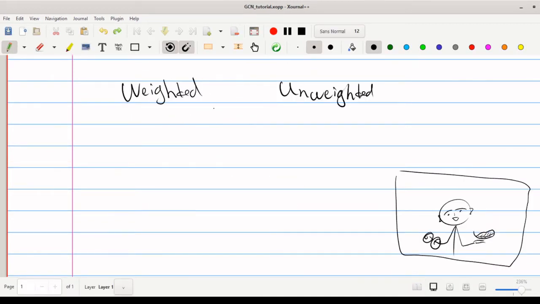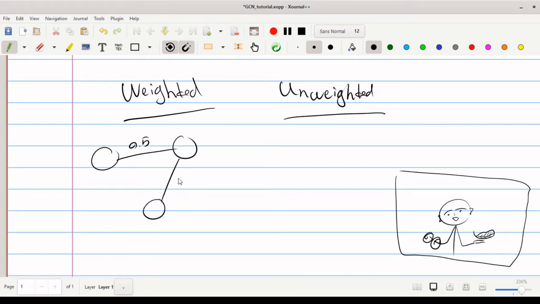Graphs could also be weighted or unweighted. In a weighted graph, there's a certain number associated with every edge. So different edges could have different numbers, of course. So something like that could be an example of a weighted graph. In an unweighted graph, all edges have the same weight, or we could say that they have no weight, but you get the idea. There are no numbers associated with every specific edge.